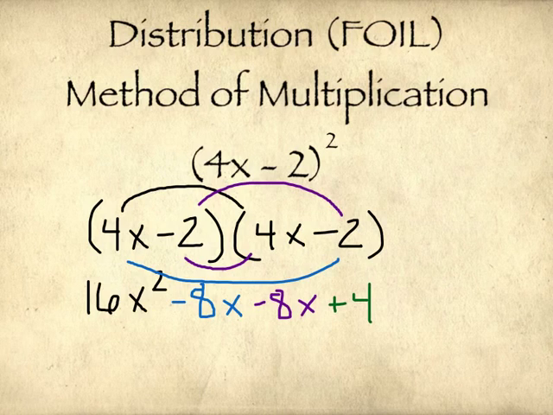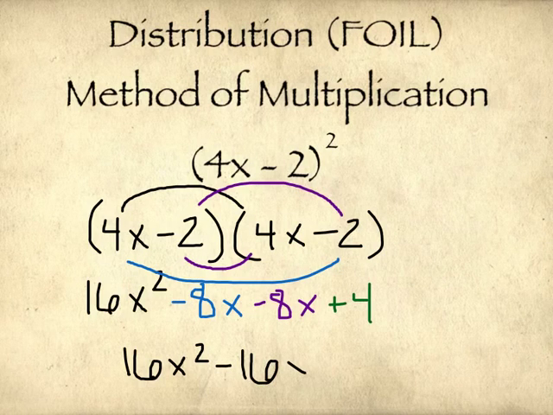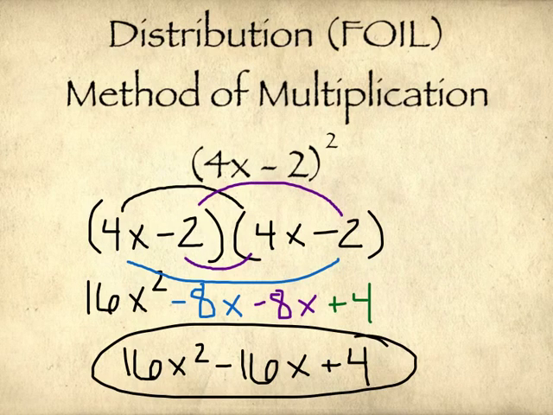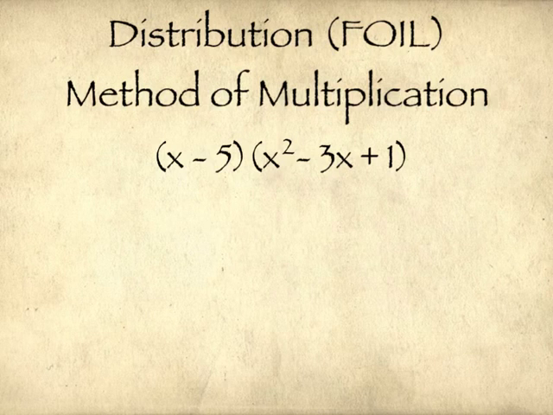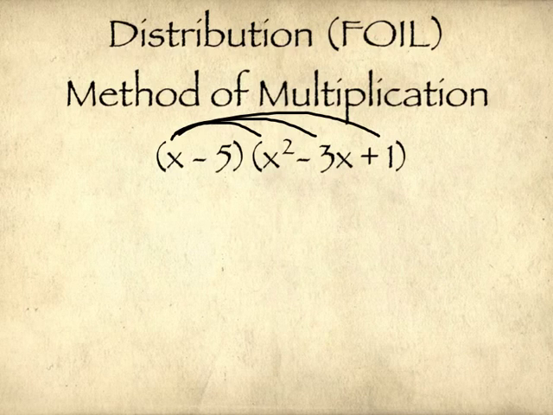We then go through and combine any like terms that we have. We have negative 8x and negative 8x. So when we combine our like terms, we get 16x squared minus 16x plus 4. Now when we're multiplying a binomial with another polynomial, such as a trinomial in this example, we can't really use FOIL, but the same idea is still there. We need to make sure that we multiply out to each one of the terms. So let's take our first term in the binomial and multiply to each of the terms in the trinomial.